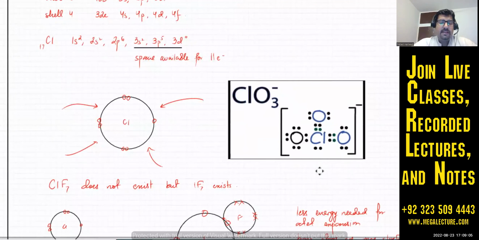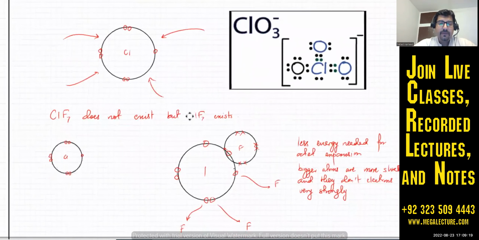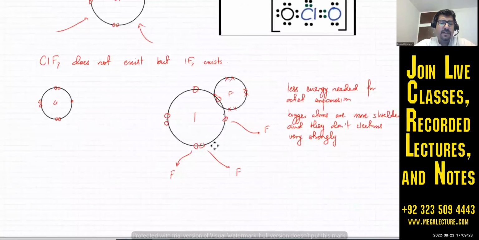So ये example था कि ClO3⁻, where Cl's outer shell, 2 over here, 4 over here, 4 over here, 2 over here, that's a total of 12 electrons. So Cl has 12 electrons. It can have a maximum of 18 electrons. So वो मैंने example किया था, और so I told you there was a thing called octet expansion.